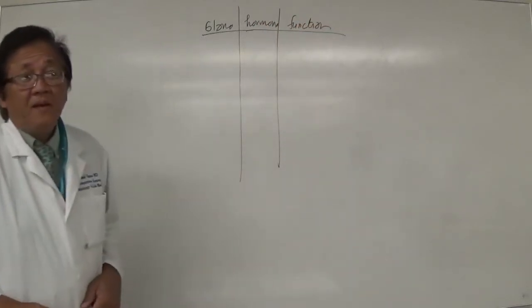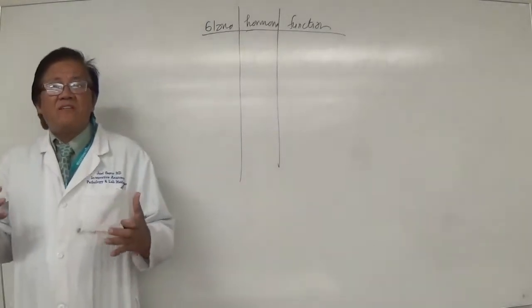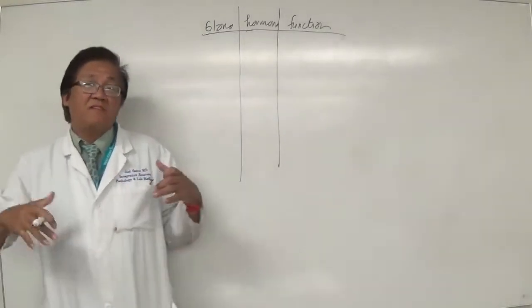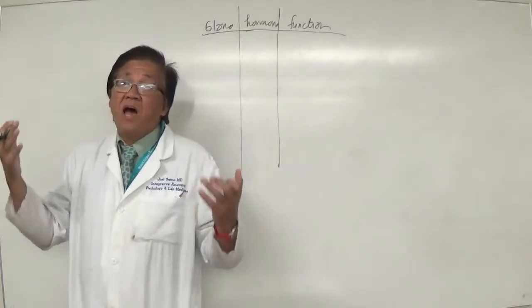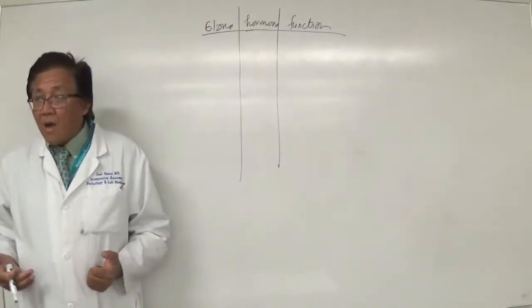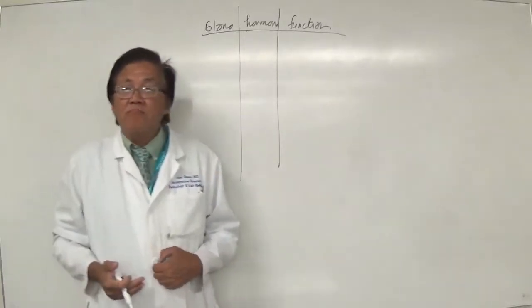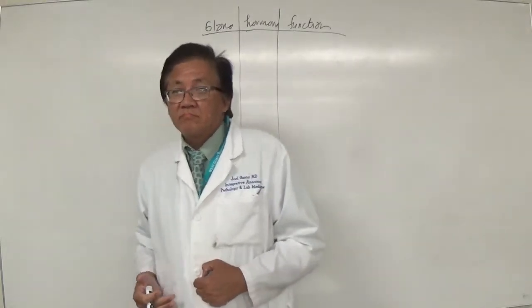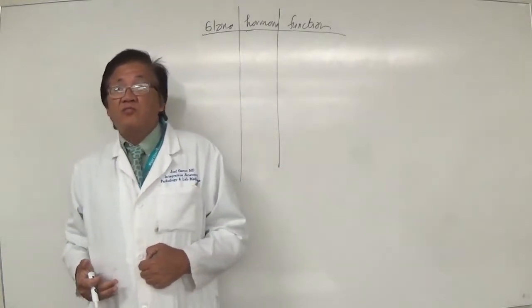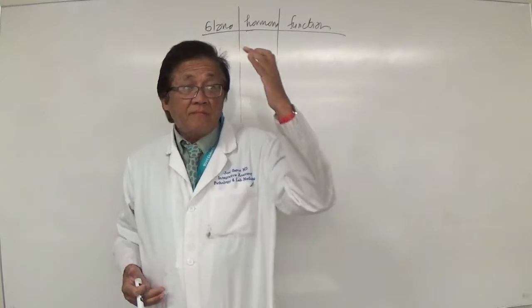And what is the other way, if I were to study this, what is the best way to study this in a very highly organized manner? Top to bottom. What do you mean by top to bottom? Like starting from the hypothalamus. Starting with the glands that you find where? In the brain. Okay.